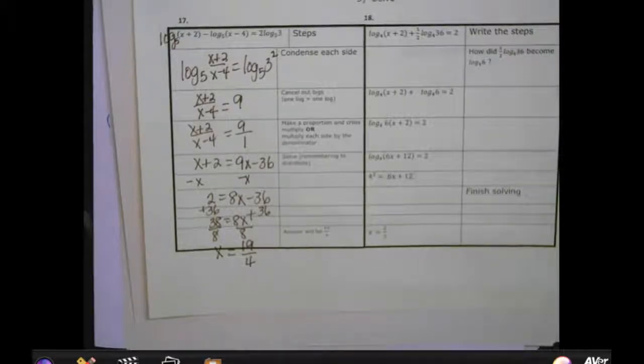Okay, so everybody look at number 17 and 18. What's the difference between 17 and 18? Look at the problems. Look at 17. I have logs on both sides. How many logs do I have in number 18? 2 on one side. So I have to condense that to 1, so I'm going to have 1 log. And what do you have to do when you have 1 log? You have to do the circle thing.